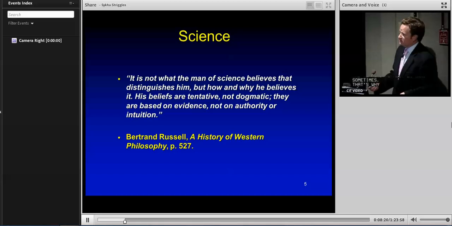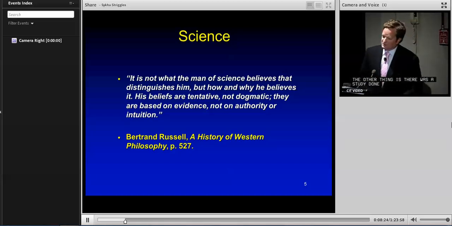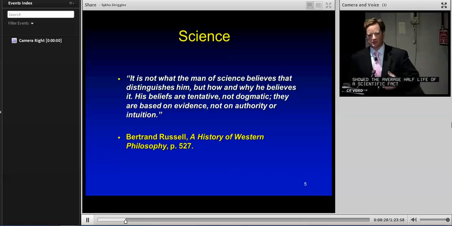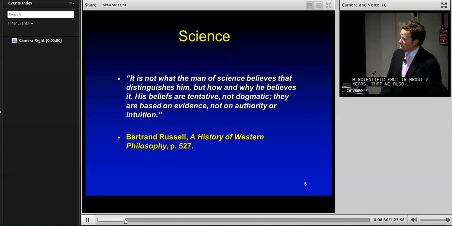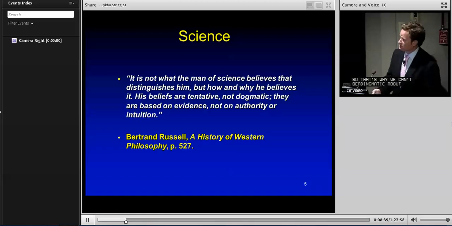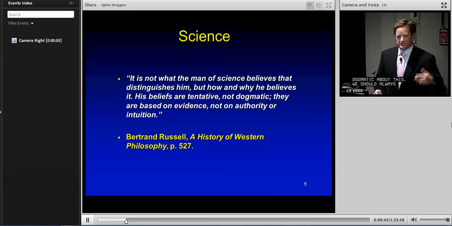The other thing is there was actually a study done about 20 years ago which showed that the average half-life of a scientific fact is about 7 years. That we often learn new information that disproves things that we previously thought were accurate or correct. And so that's why we can't be dogmatic about this. And in fact, skepticism is actually a part of science. And that we should always be questioning what we see and whether or not what we believed before was actually correct.